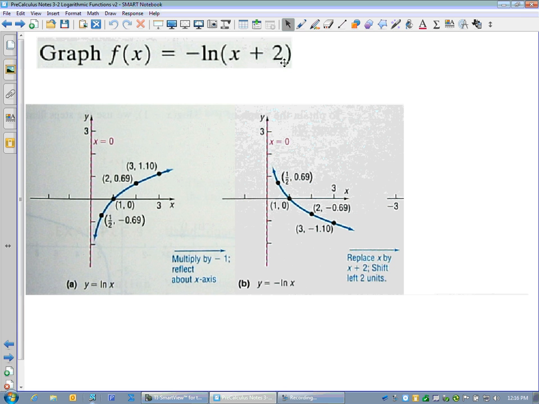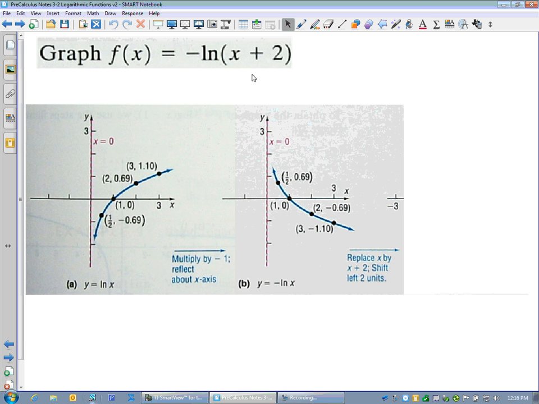And then the next transformation, or the final transformation, is we're going to replace x by x plus 2, which is the same as adding 2 to the inside. Now, if you ever forget whether you go left or right, remember that any changes inside result in horizontal changes, and any changes outside were vertical, as we saw in the reflection.